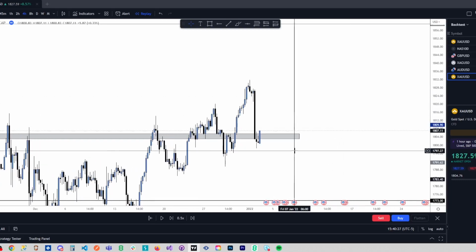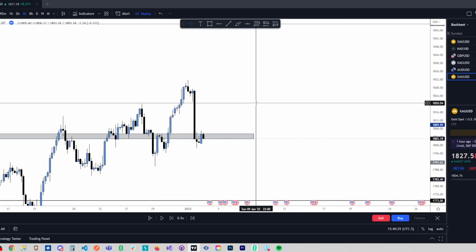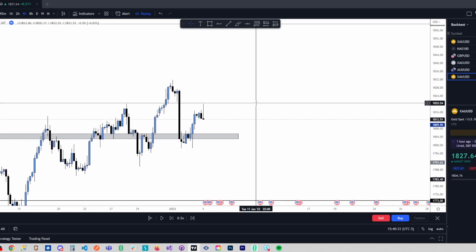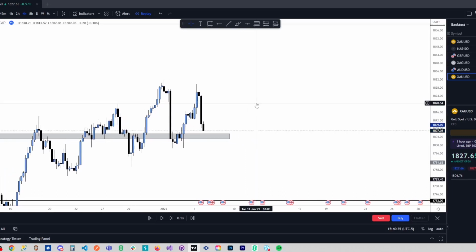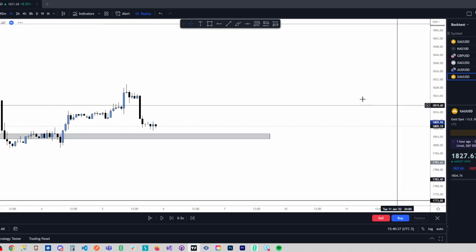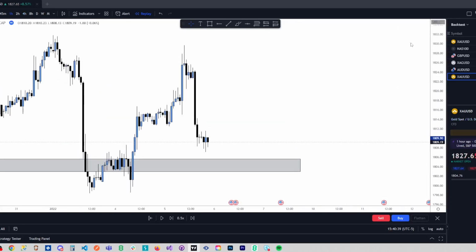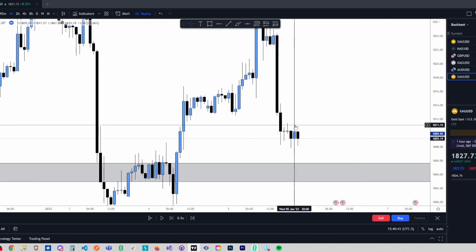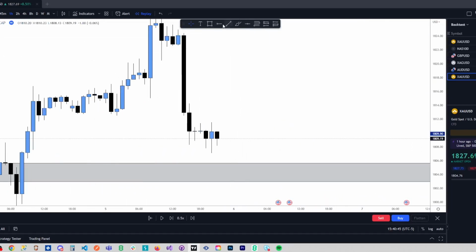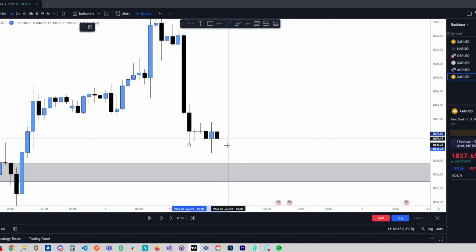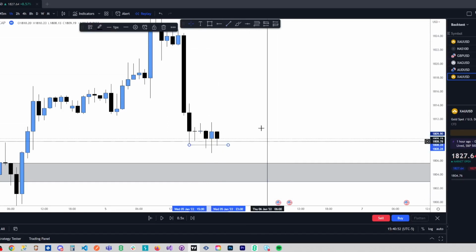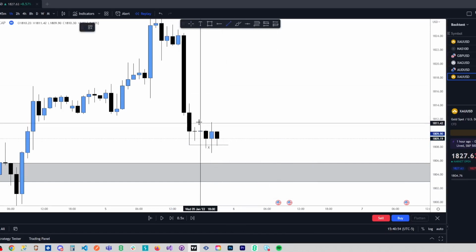All right, now we've broken above. Now let's see if price could create some more structure. All right, so we've got a little something going on. Okay, so now we're going to go down to the 1 hour and look for the setup again. Looks like price is setting up for something. We took out this low. Let's see if we can get a break above this high.